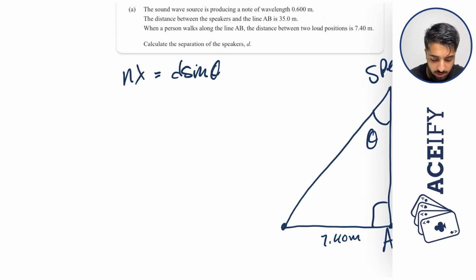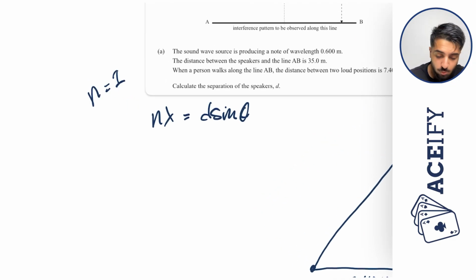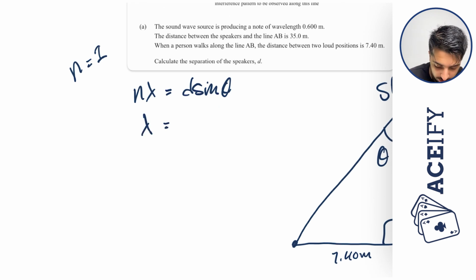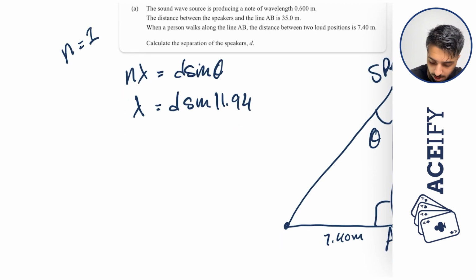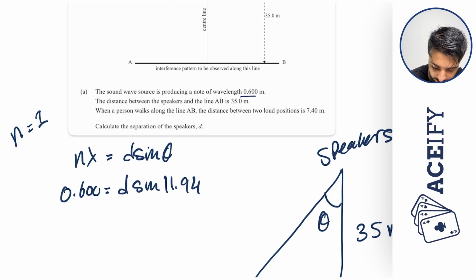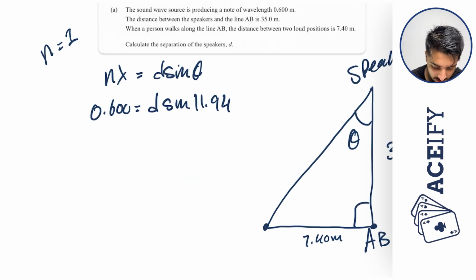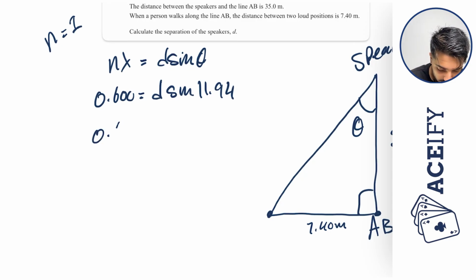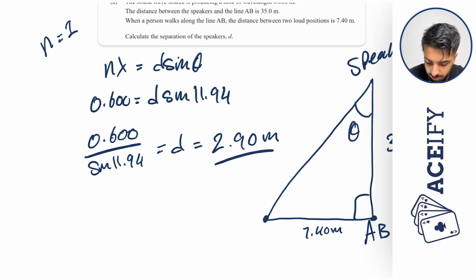So now that we have our angle, we're trying to find our d. In this scenario, we can just make n equal to 1. And so we get lambda is equal to d sine theta, which is our 11.94. We know our lambda is given as 0.6 right here, not 0.600, that's not proper mathematical notation. And so we can rearrange as 0.60 divided by sine 11.94, and that's equal to our d, which gives us a value of 2.9 meters. There we go.